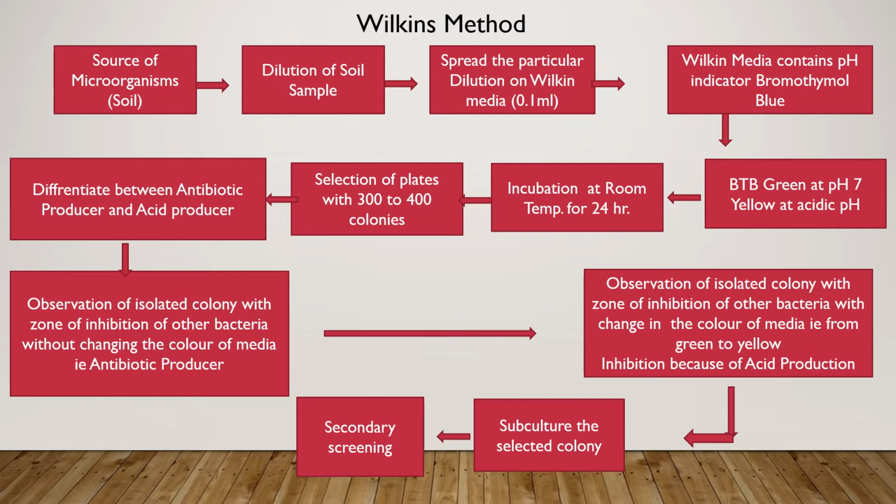The media we are going to use is called Wilkins media. The special characteristic of this media is that it contains a pH indicator, bromothymol blue. This bromothymol blue is green at pH 7, whereas it is yellow at acidic pH. After spreading that particular dilution of soil sample on this Wilkins media, incubate the plates at room temperature for 24 hours. After incubation, select the plates having around 300 to 400 colonies.